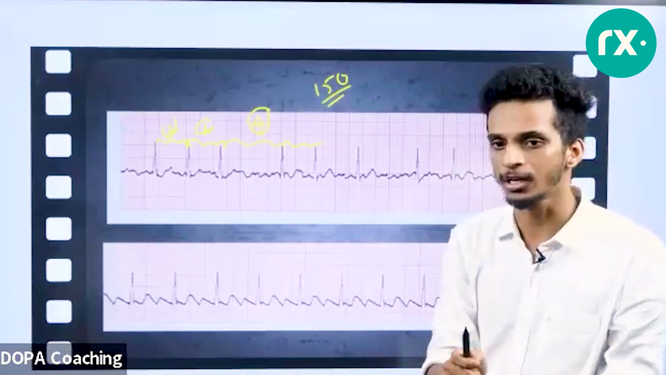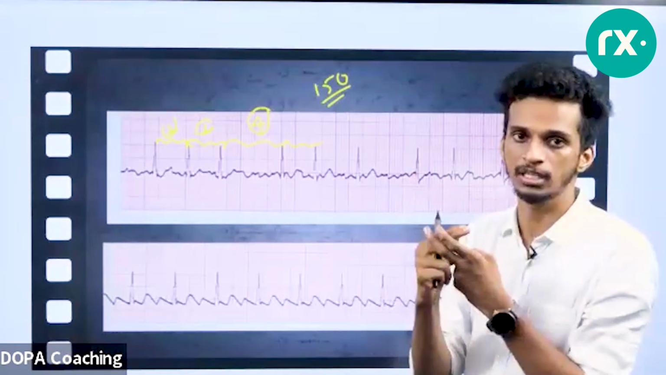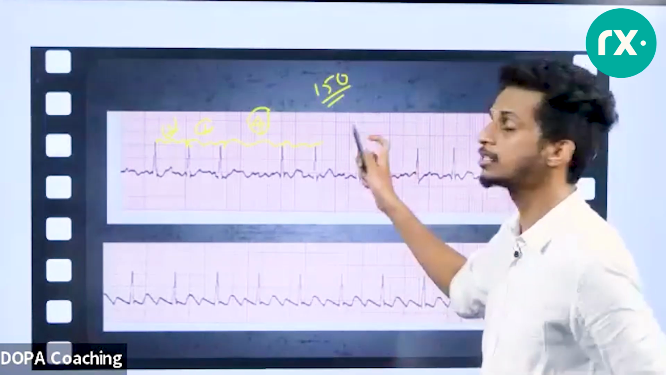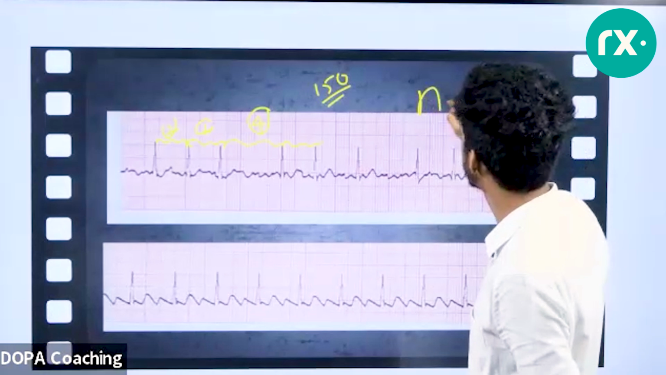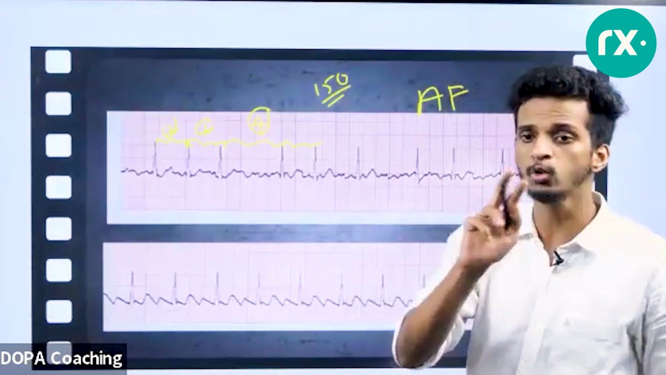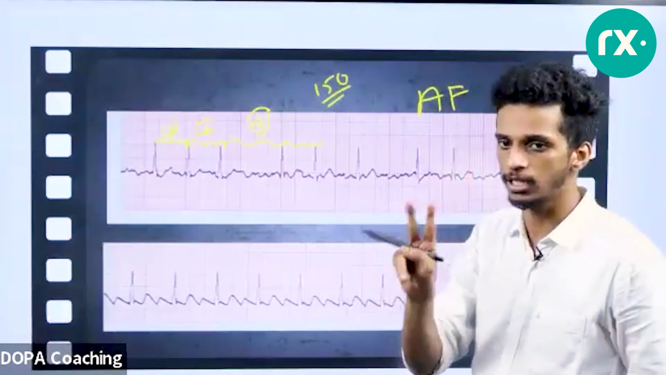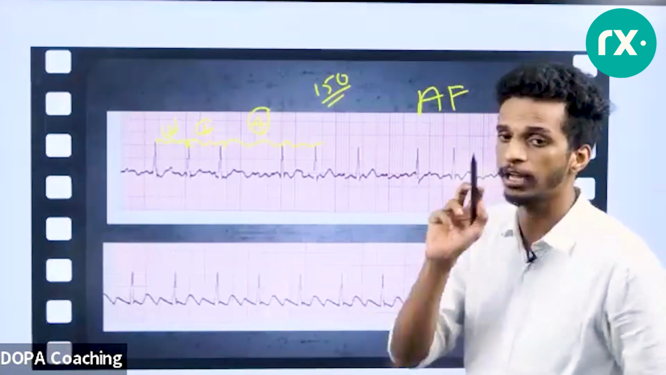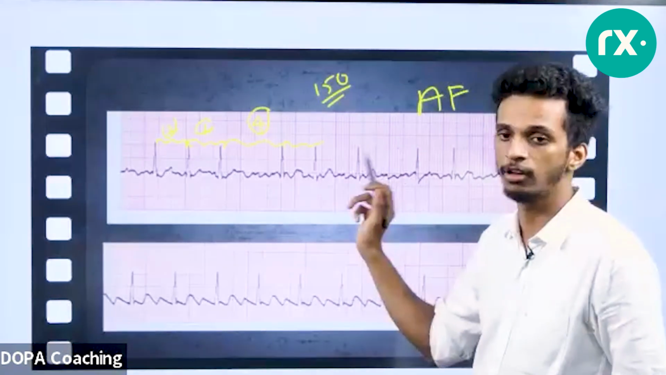Whenever we see an irregular rhythm, we have two important things in our mind. One is atrial fibrillation and one is ventricular fibrillation. So this is an ECG of atrial fibrillation. Two important things that we can find in an ECG of AF: first and foremost, the ECG of AF will be irregular.